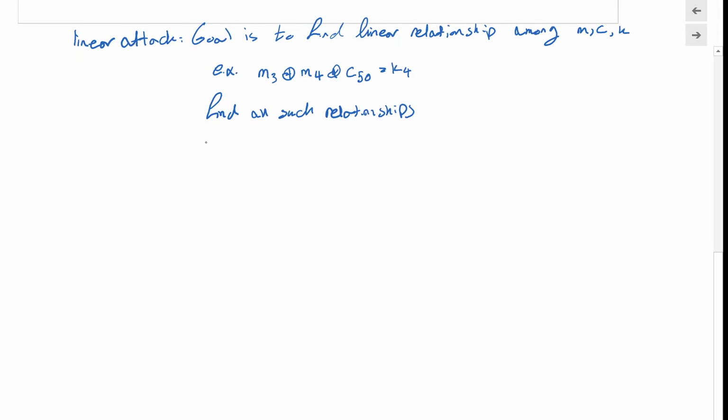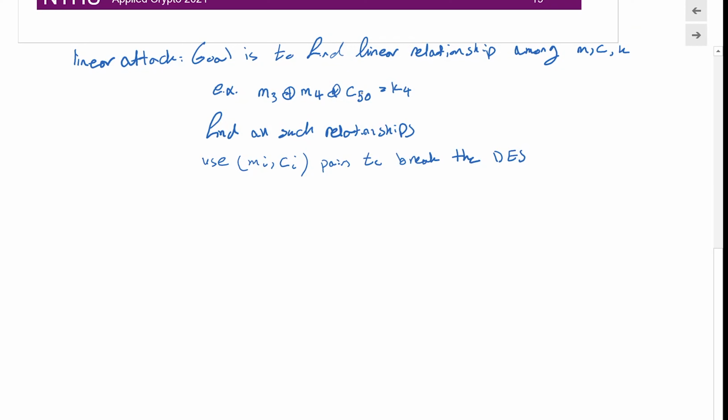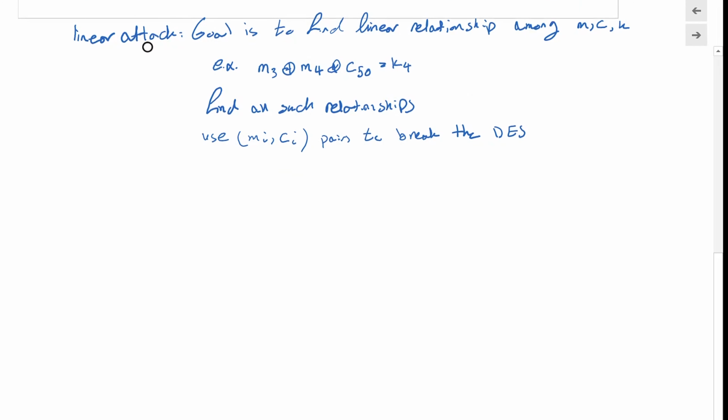So that means if we find all these relationships, then we can use the Mi's and Ci's, the combination of them, pairs, to break the DES, right? If we know many more of these relations, then we can eventually use them to learn some of the bits of the key. Maybe we don't find all of them so that we can completely break it, but we do find a lot of them.